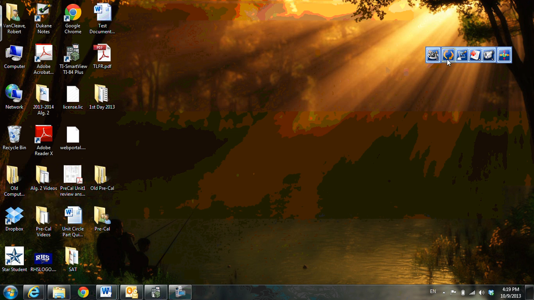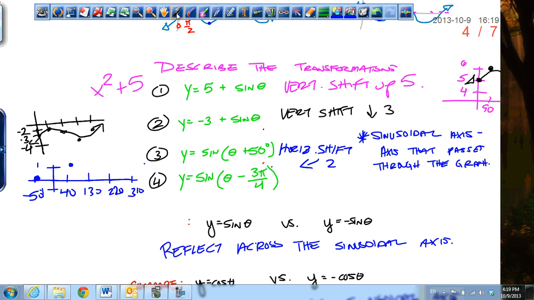Anyway, like I was saying, our next point is going to be at 130, next point 220, and then lastly. So it still has the same shape. The sine graph isn't changing at all as far as what the shape goes because our amplitude is still 1. Last one, sine of theta minus 3 pi over 4. That's a horizontal shift. And I'm sure you guessed it by now. To the right, 3 pi over 4.